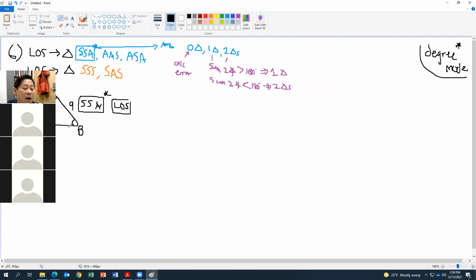Okay, so how do you find angle B? Using the law of sines. Sine 53 over 9 is equal to sine B over 10. Yep. So go ahead, take out your calculators. Everyone here, please do it.